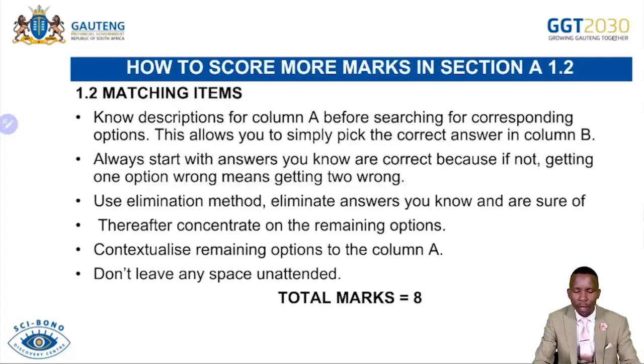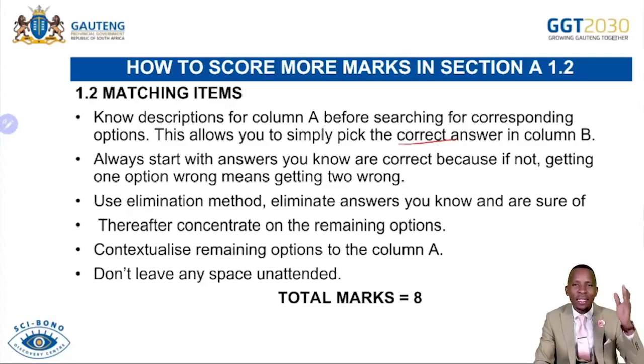Note the descriptions for column A before searching for corresponding options. Meaning, if you read the column A concept, you must have an idea of the meaning or of the definition so that you simply pick it up. It becomes easy. This allows you to simply pick the correct answer in column B. And always start with answers you know. Avoid answering everything in sequence. Start with answers that you are sure are correct, number them, and write them as being correct. After that, you can see the remaining options. If we have 3 remaining options, then you can start working around them precisely until you get the correct answer.